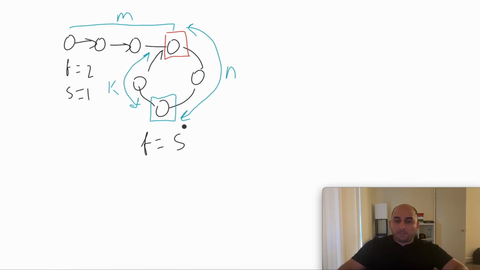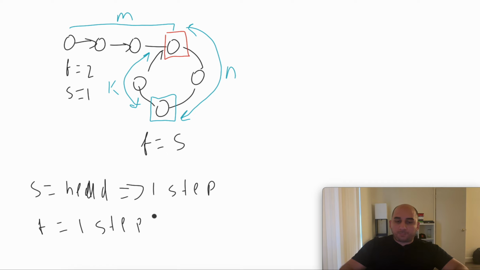So basically we are moving f one step at a time, and s equals head, and we are moving one step at a time. And whenever they are equal, f is equal to s, that is the point where they meet. That's the position where they meet, and we are returning that.